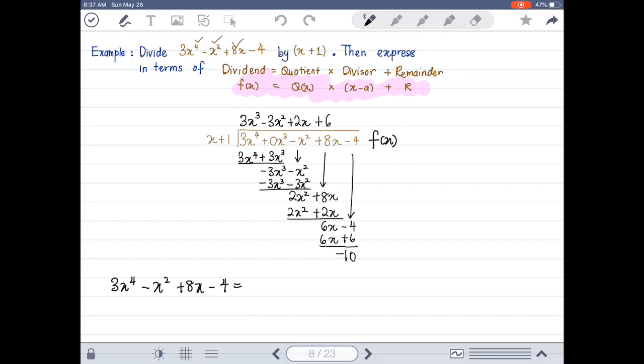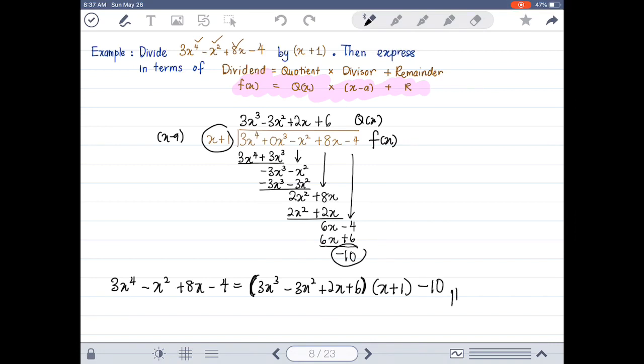Equals our quotient q of x, which is 3x to the power of 3 minus 3x squared plus 2x plus 6, and remember to write our quotient in a bracket times our divisor. Our divisor is x plus 1, so this is our divisor, x minus a, and then plus our remainder, which is negative 10. So that is our final answer.